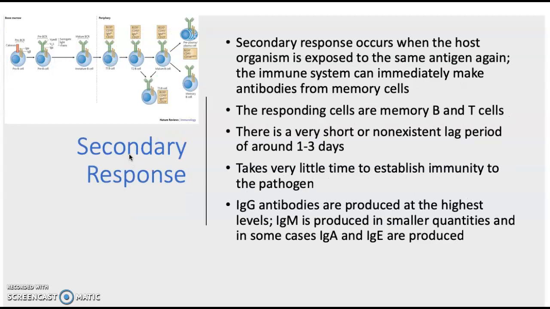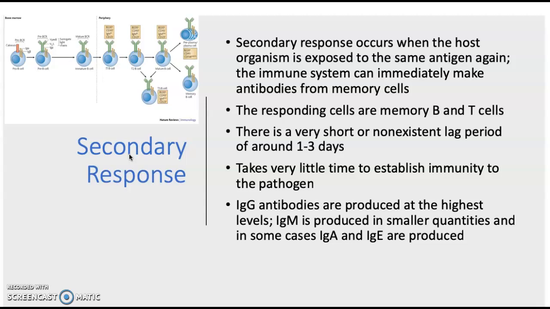Now I'll speak on the secondary response. The secondary response occurs when the host organism is exposed to the same antigen again. So now the immune system is prepared because of the memory cells that were left behind in the primary response, and they can immediately make antibodies to counteract this infection. The responding cells are memory B and T cells.